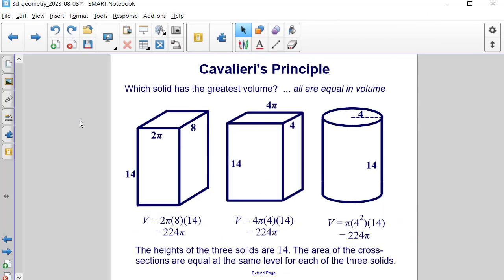What we found when finding the volume of each of these three solids is that they are all equal to one another. The heights of the three solids are 14. The areas of the cross sections were all equal. They were all 16 pi at every level in each of the three solids. Therefore, they all have equal volumes.